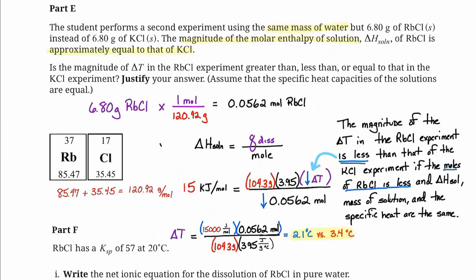So therefore, for the temperature decrease, the justification is that if you're going to have fewer moles of the compound, you're actually going to have fewer particles of rubidium chloride to absorb energy.